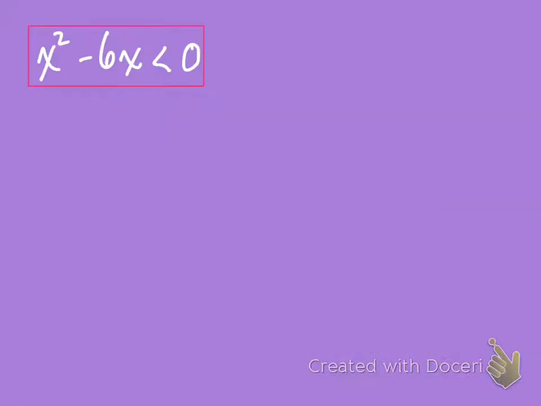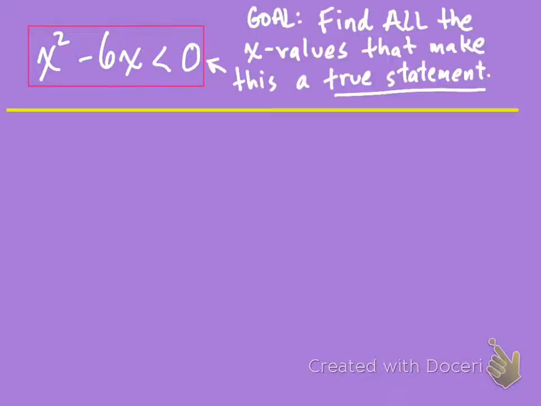Okay, so let's pick one. Like that, x squared minus 6x less than 0. All right, and remember, our goal here is to find all the x values that make this a true statement. That is kind of a hard idea to actually wrap your head around at first until you've done a few of these. But I want to say it here at the beginning. That's what we're looking for. We're looking for all the x values that will make that true. And you may be surprised by what we come up with.